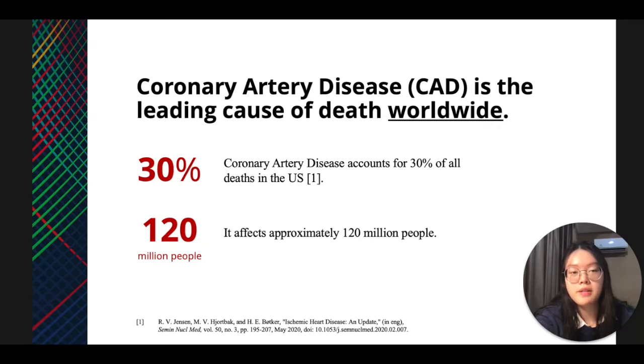Coronary artery disease, also known as ischemic heart disease or simply heart disease, is the leading cause of death worldwide, killing more people than diabetes, cancer, and road incidents. It accounts for 30% of all deaths in the US and 20% of all deaths in Europe for over 35 years, affecting approximately 120 million adults based on the 2019 report.